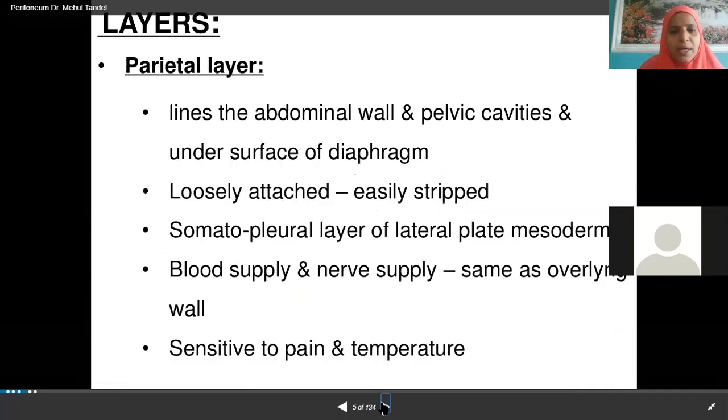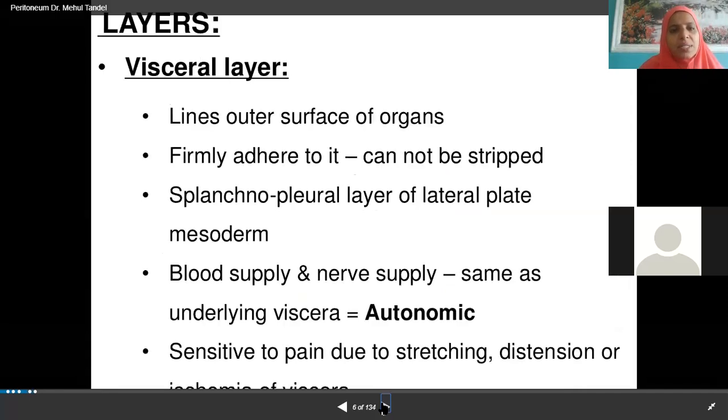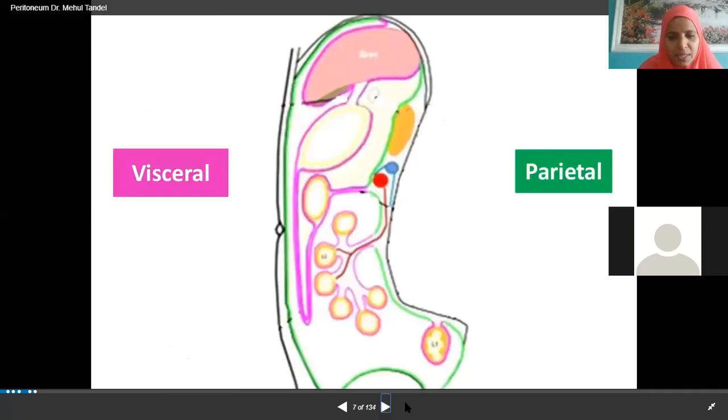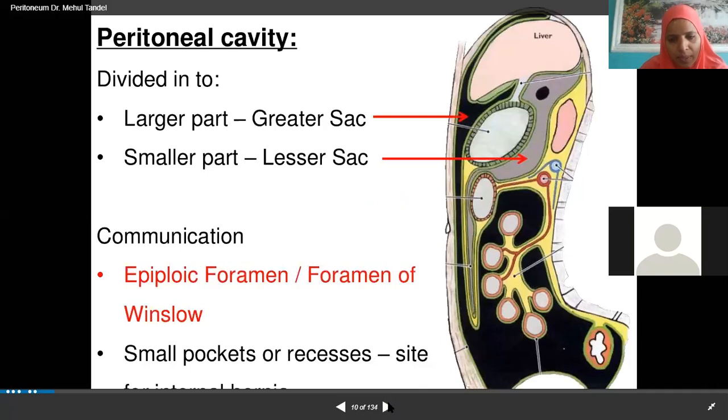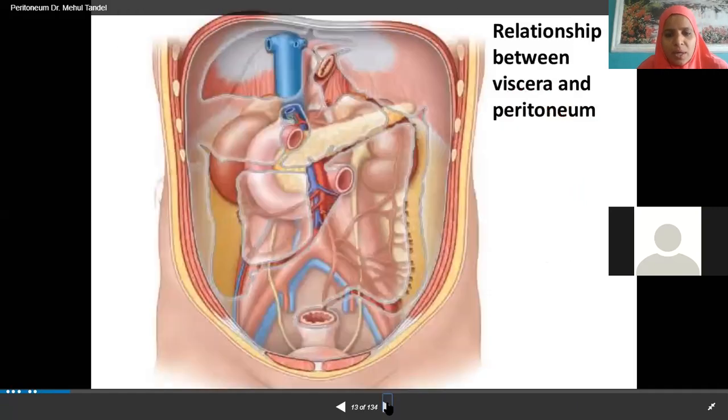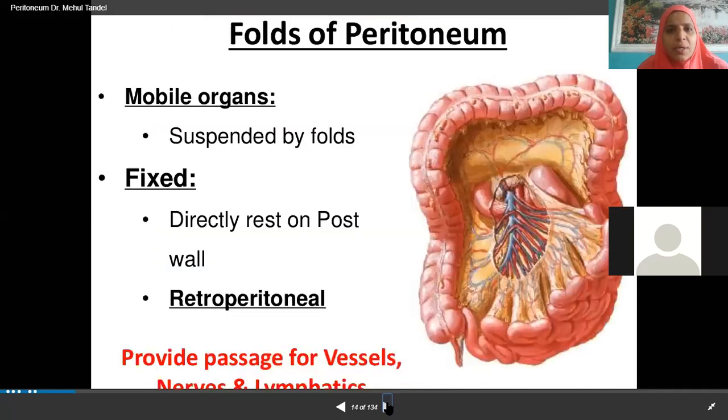Okay. So parietal layer, I told you, was lining the abdominal wall. It is derived from somatopleuric layer, because of which it is pain sensitive. This everything is covered. Visceral layer is the one which is lining inside. Points which are not covered, I am going to cover now. So male closed sac, female open sac, epiploic foramen, everything is covered in my previous lectures. Retroperitoneal also I told you, which is lying behind the peritoneum.